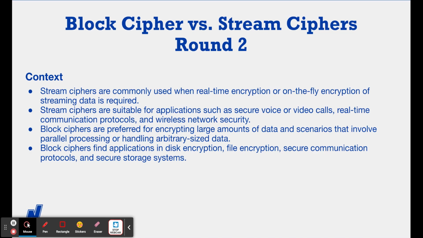Another one is secure communication protocols. Block ciphers play a crucial role in secure communication protocols like SSL and TLS, ensuring the confidentiality and integrity of the data transmitted over the internet. And then another example is secure storage systems. Block ciphers are used to protect data in secure storage systems or databases, safeguarding sensitive information. By understanding the strengths and applications of stream ciphers and block ciphers, we can choose the appropriate encryption method for different use cases, taking into consideration factors such as real-time requirements, data size, and security needs, as mentioned before.